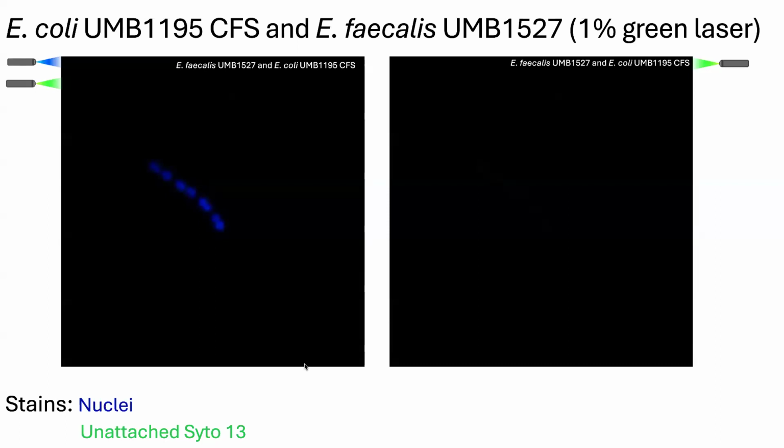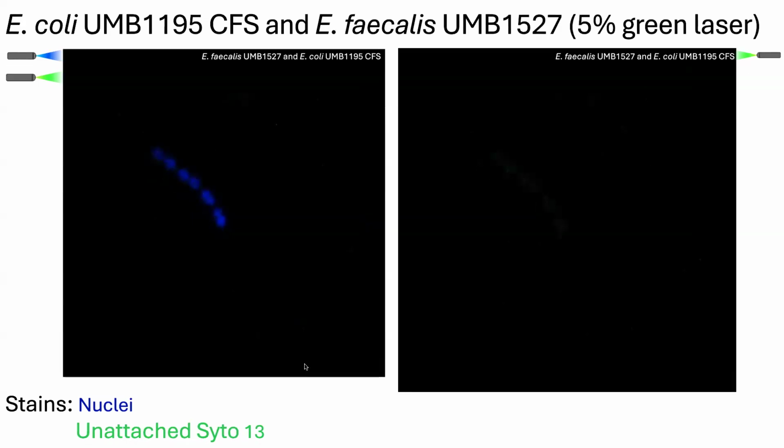So what we saw with the 1% is that E. faecalis had lit up here, the nuclei of the E. faecalis, and then we also saw some green over here. However, it's much lower than, I promise you, what we have seen before. So we can confirm that it is not the unattached Cyto13 that is causing that green fluorescence. I promise it looks darker than this on other screens.